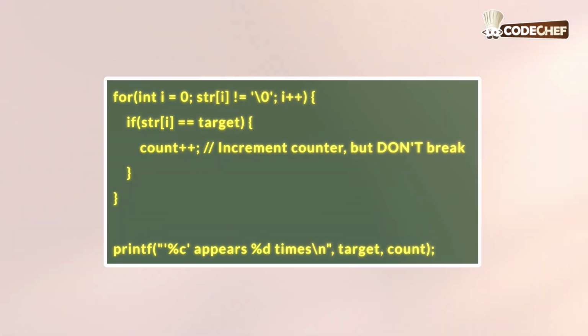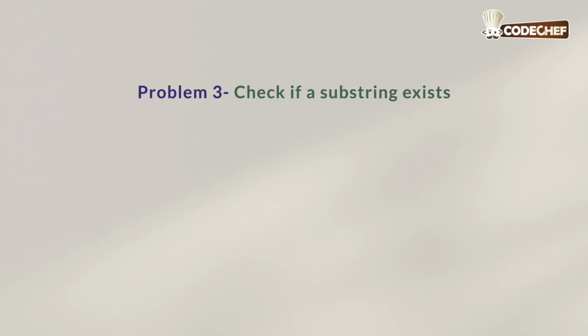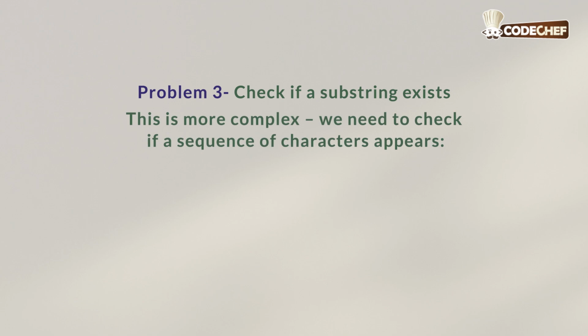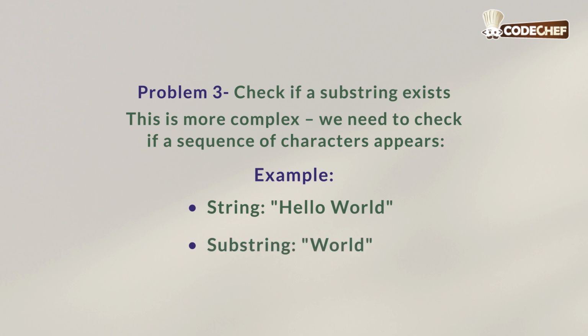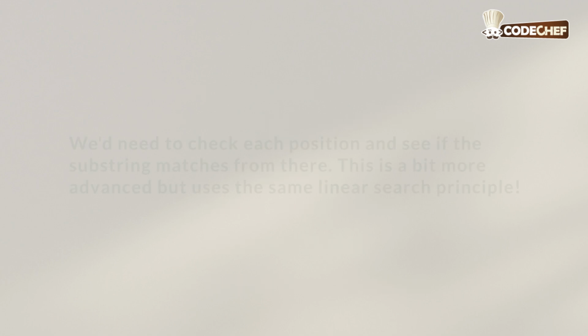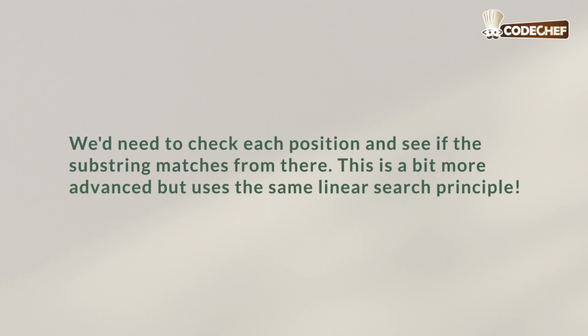Next problem is check if a substring exists. This is a more complex problem where we need to check if a sequence of characters appears. So here for example we have the string "hello world". Here the substring is "world" and the output is found at index 6. We need to check each position and see if the substring matches from there. This is a bit more advanced but uses the same linear search principle.